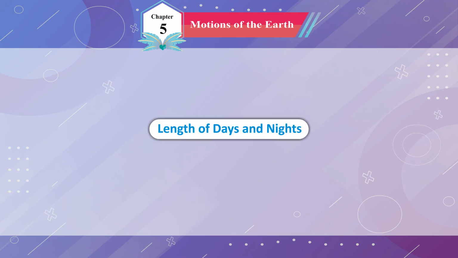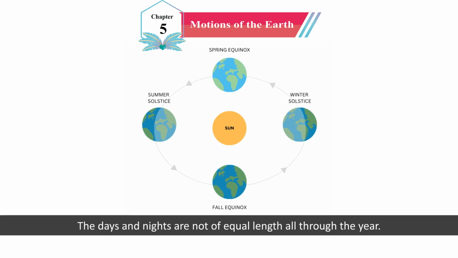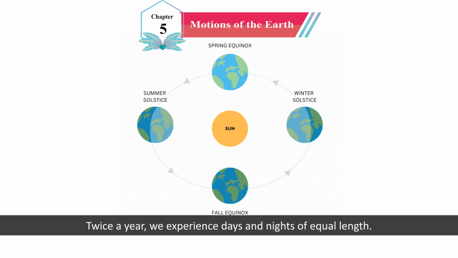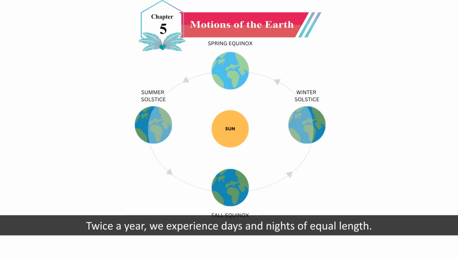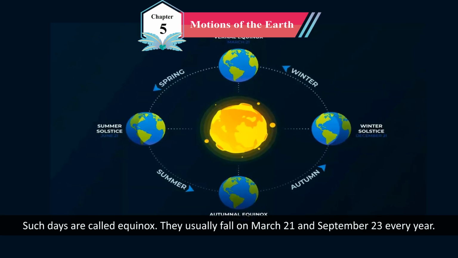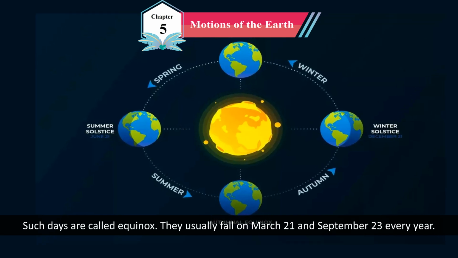Length of days and nights. The days and nights are not of equal length. Although, twice a year, we experience days and nights of equal length. Such days are called equinox. They usually fall on March 21 and September 23 every year.